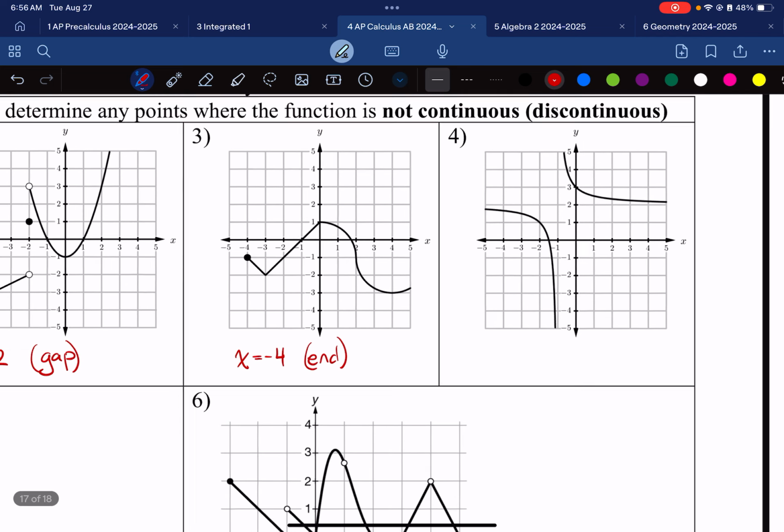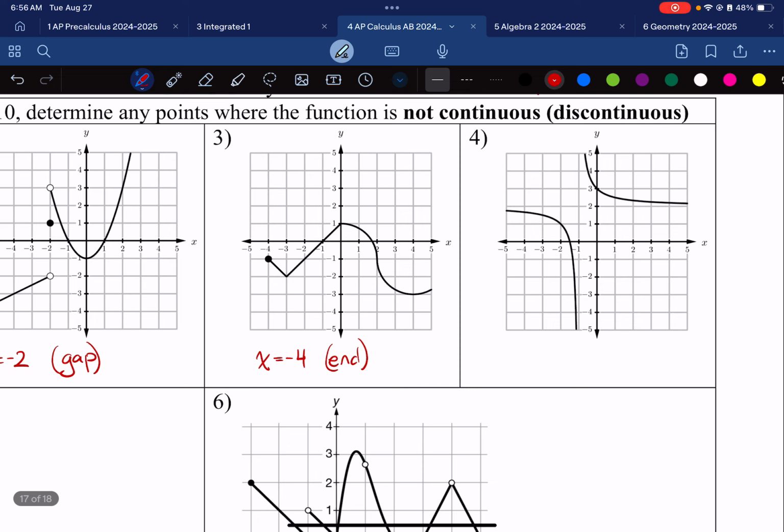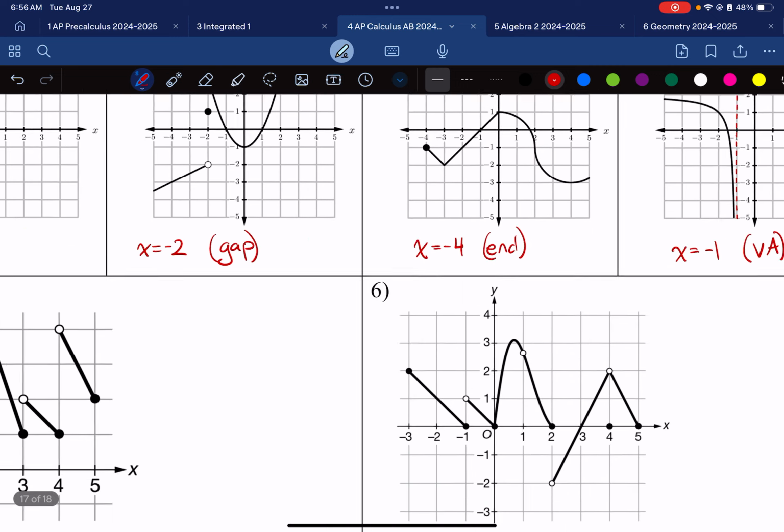And in number 4, we have this vertical asymptote happening here. So if I do a dashed line, I never get to that point. I have to pick up my pencil to get from here to here. Therefore, that is at x is, I want to change that to normal handwriting. At x is equal to -1, and that is a vertical asymptote type of discontinuity.